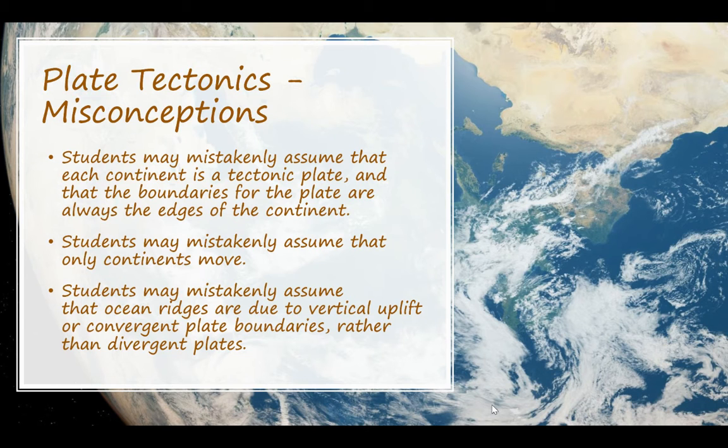Number one, students may mistakenly assume that each continent is a tectonic plate and that the boundaries for the plate are always the edges of the continents. Number two, students may mistakenly assume that only continents move. And number three, students may mistakenly assume that ocean ridges are due to vertical uplift or convergent plate boundaries rather than divergent plates.